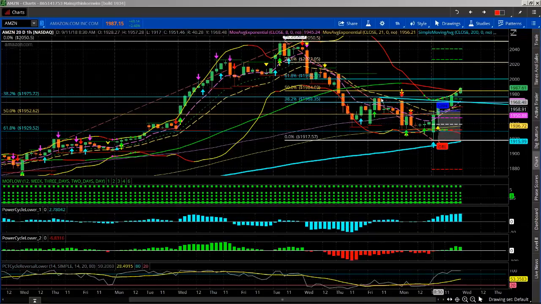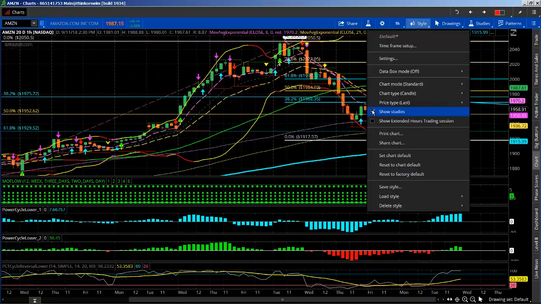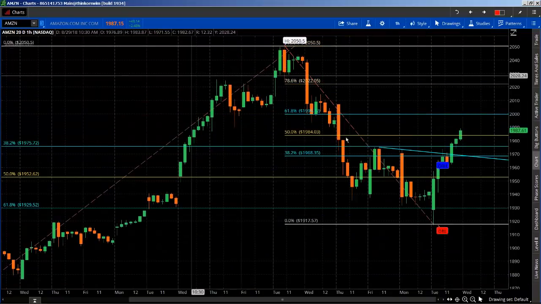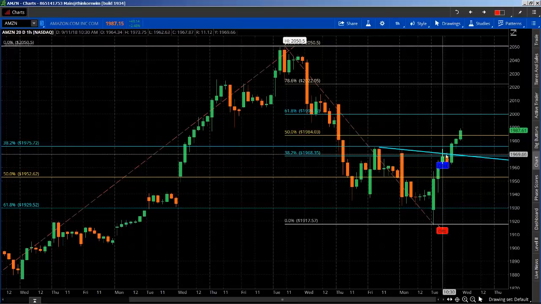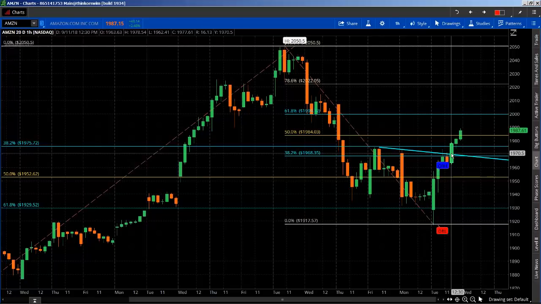The other thing to notice is here it breaks a trend line. If you really zoom in on this, let's take the studies off here real quick, you can see another great thing to use in your trading is trend lines. You can see this defined trend line break here. That gives you another good reference point for an entry on a trade.